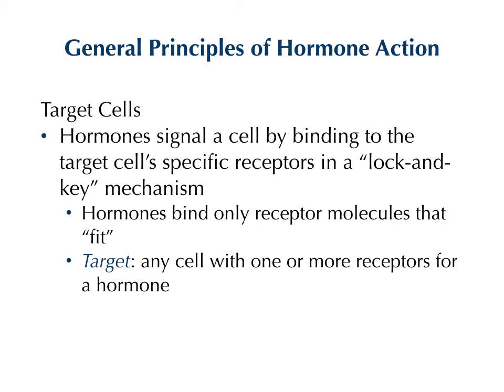And we really can't talk about the actions of hormones without talking about the target cells upon which they act. Hormones signal a cell by binding to specific receptors on or in the cell. This is known as the lock and key mechanism, where hormones will bind only to receptor molecules that fit them exactly. Any cell with one or more receptors for a particular hormone is said to be a target of that hormone. Cells will usually have many different types of receptors on them, and therefore every cell with all these multiple receptors are targets of many different hormones.